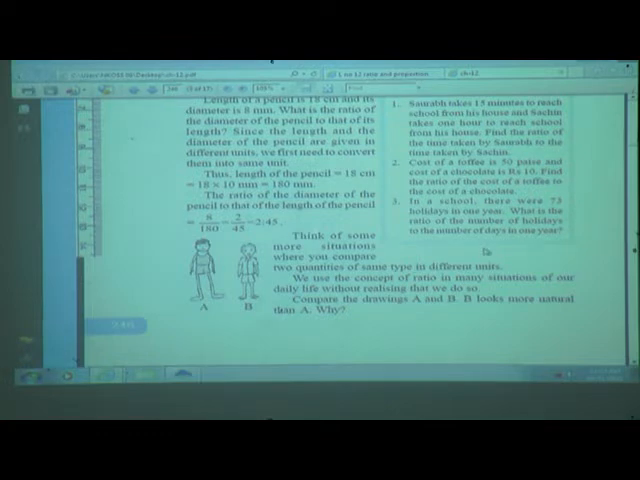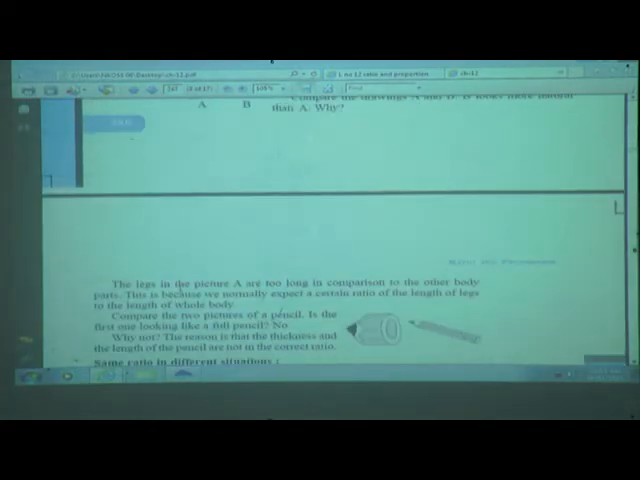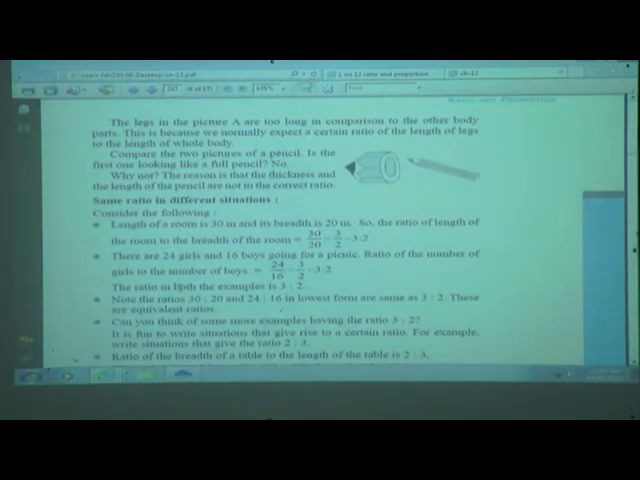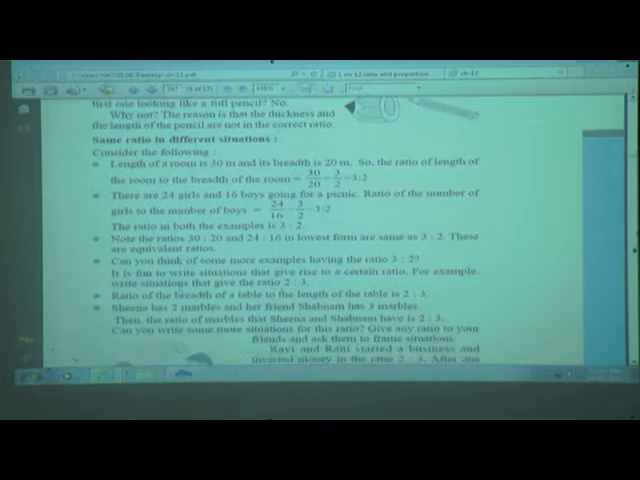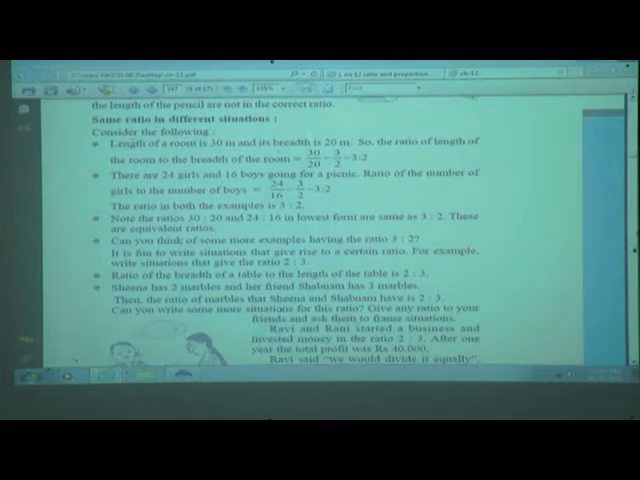So we must keep in mind, to compare two quantities the units should be the same. If the units are the same, then we can compare the two quantities. Let us see a few more examples here: same ratio in different situations.